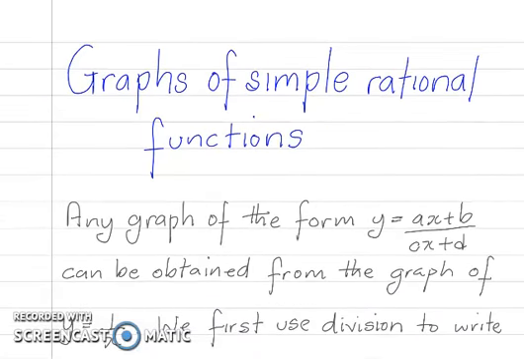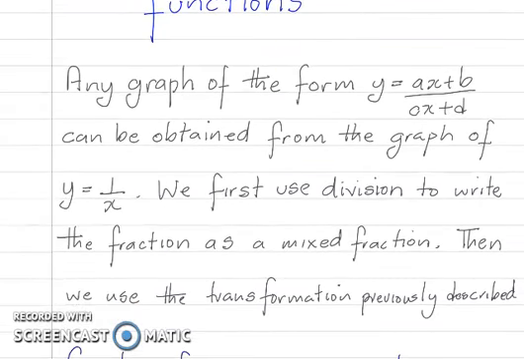Graphs of simple rational functions. Now, any graph of the form y is equal to ax plus b over cx plus d can be obtained from the graph of y is equal to 1 over x. We first use division to write the fraction as a mixed fraction. Then we use the transformation previously described.